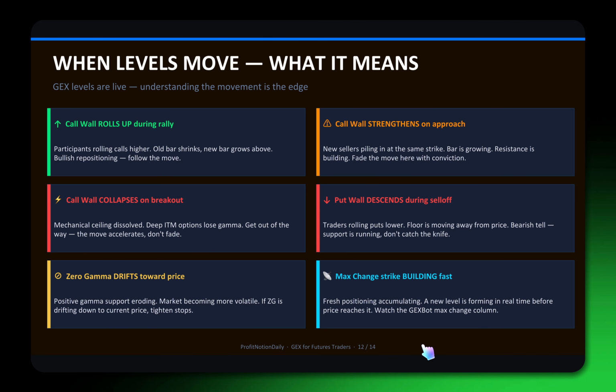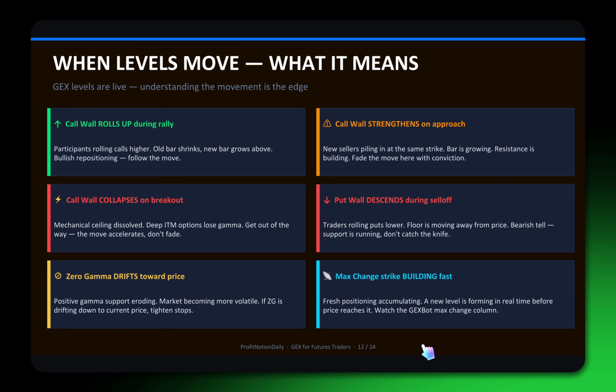And so you heard me talk about this previously, but the walls, they move, right? So the levels, they'll move up, they'll move down. And I won't go through every single one of these examples, but definitely feel free to screenshot it. But like in the example where price is trending upward, and then you see the major gamma levels move up, they move higher, right?